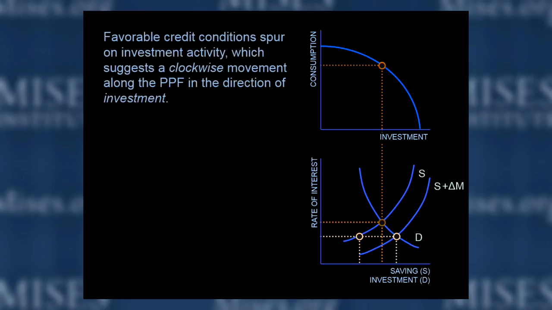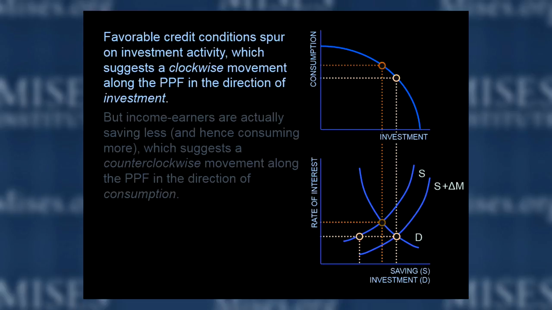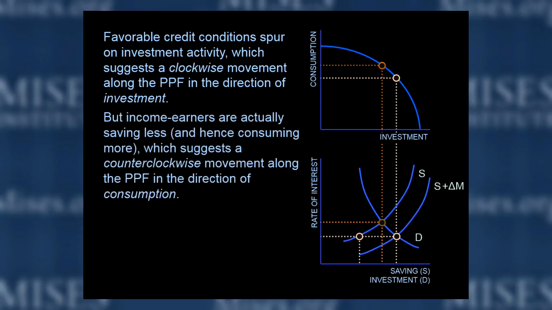Now look what happens upstairs here. Favorable credit conditions spur on investment activity, which suggests a clockwise movement along the PPF in the direction of investment. Like so. But income earners are actually saving less and hence consuming more, which suggests counterclockwise movements along the PPF in the direction of consumption.